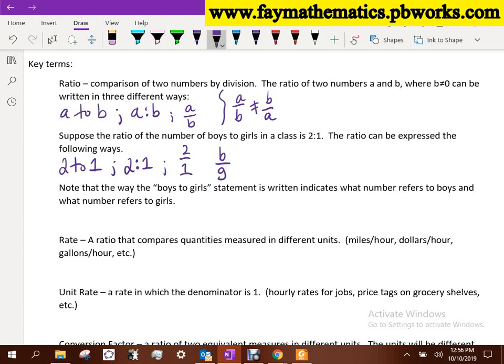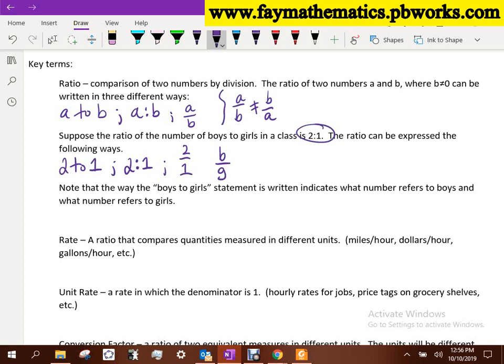If you have 12 boys in the class and there's a 2 to 1 ratio, for every 2 boys, there's 1 girl. That's what that's saying. So if I have 12 boys, how many girls are there? 6 girls, right? Okay?